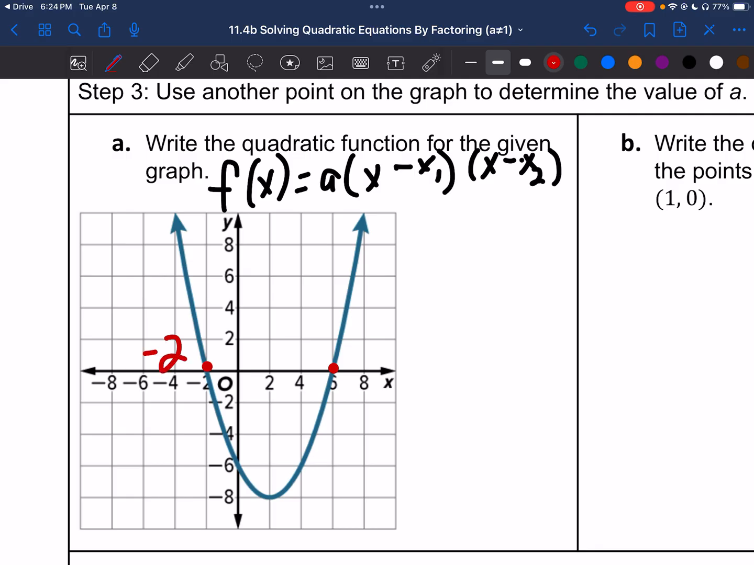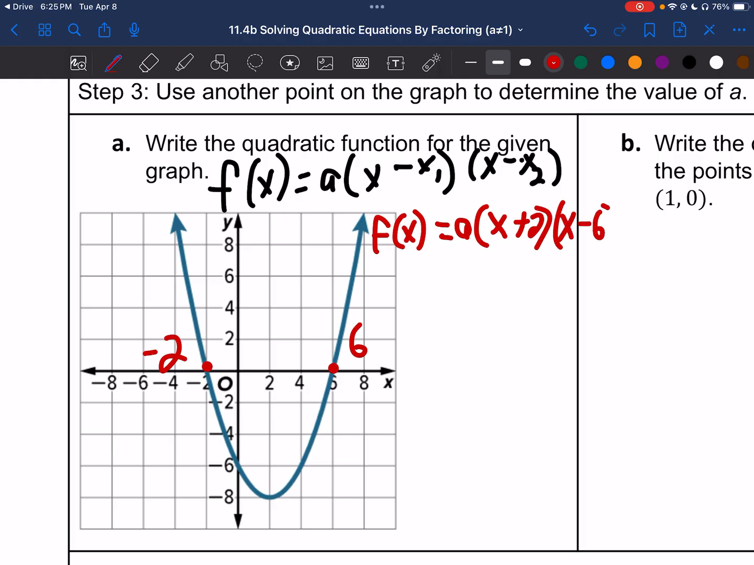So when we rewrite this, we have f of x is equal to a times x minus negative 2, which is x plus 2, right? Because if we had x plus 2 and then we subtract 2 from both sides, it would give us negative 2, right? So we're looking at these opposites. We're looking at what would make this 0. And then we have x minus 6.